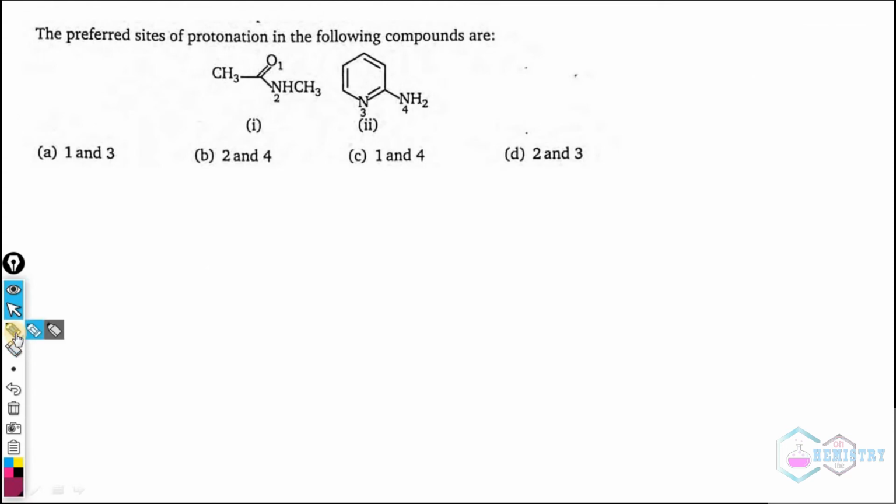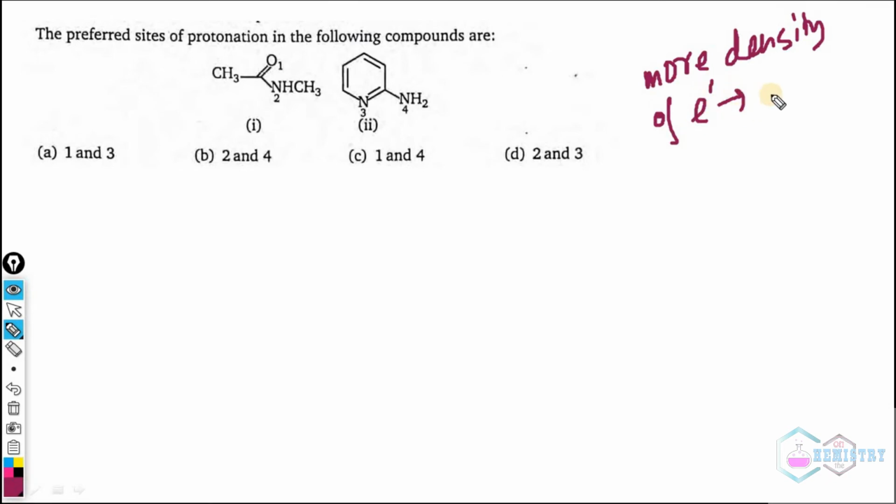Time for the next problem. This asks which site, between 1 and 2 and between 3 and 4, will be the preferred site for protonation. Now for protonation we need a lone pair of electrons, so the site with more electron density will be the preferred site for protonation.